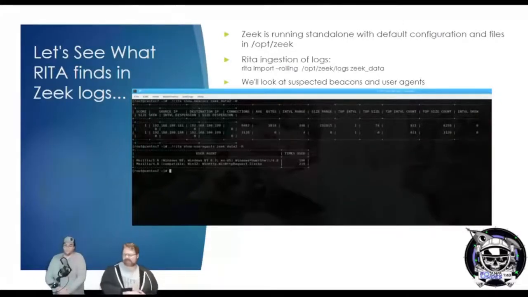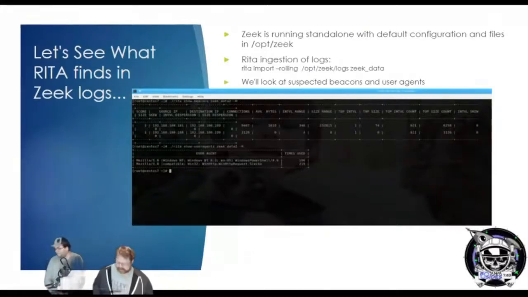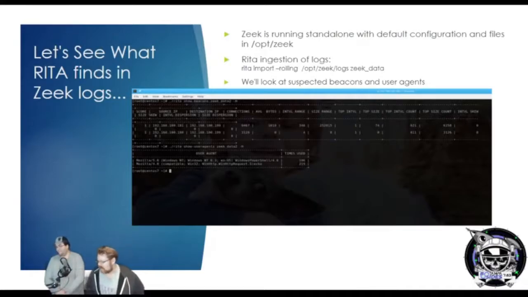So basically, in this screenshot, we're showing RITA going in and showing beacons, and then RITA showing user agents. And you'll notice there's two hosts that are beaconing out, 192.168.100.181 and .180. And those are our two Windows workstations. So we've confirmed there's some suspicious activity that looks like beaconing. And then we also see some unusual user agents there.